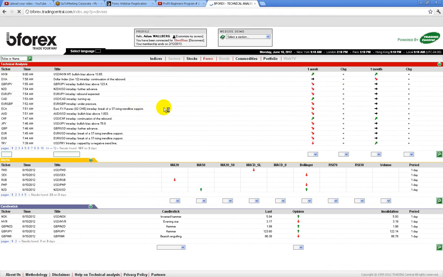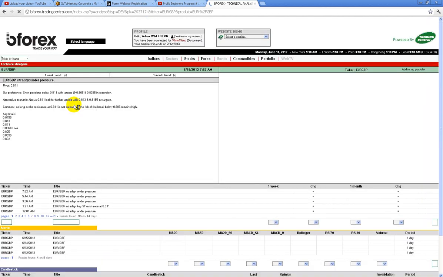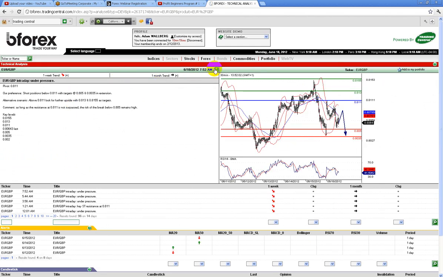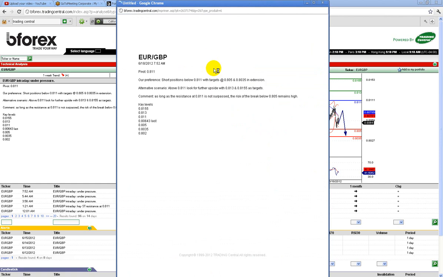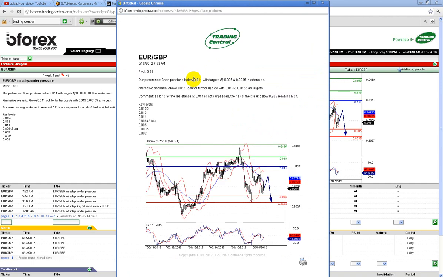Let's check the Euro GBP, under pressure. This is the title. Let's check it out. We'll click here. Now, before we read the signal, let's analyze the chart first of all.